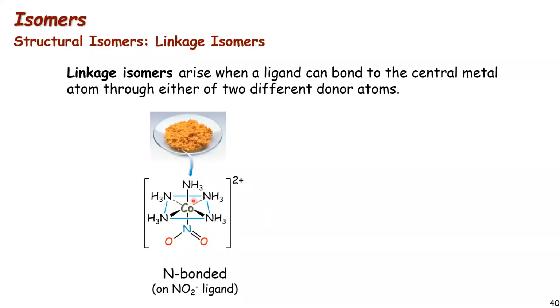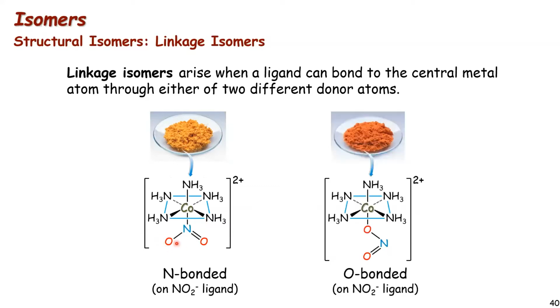So let's look at this. Here is one. Here we have a pentaammine nitrito, well, in this case, it's nitro, right? Because it's bound to the nitrogen, and then the cobalt(III). In this case, it is the nitrogen acting as the donor atom. So it's the lone pair on the nitrogen forming the coordinate covalent bond with the cobalt. Now, the other linkage isomer will be bound through the lone pair on the single bonded oxygen.